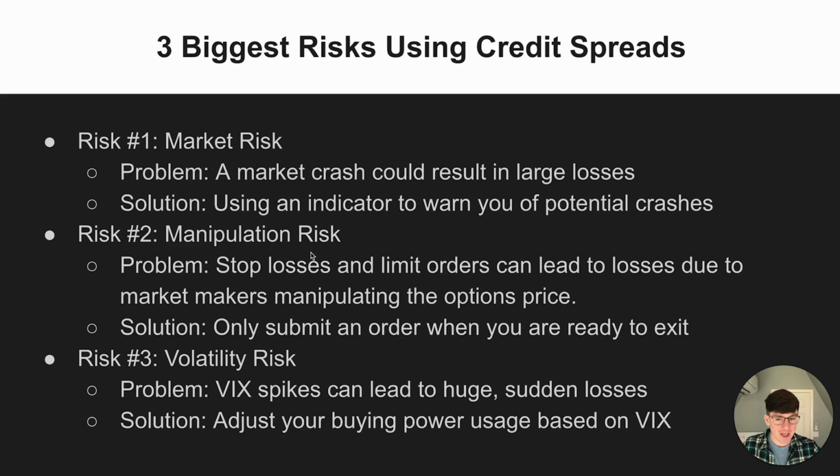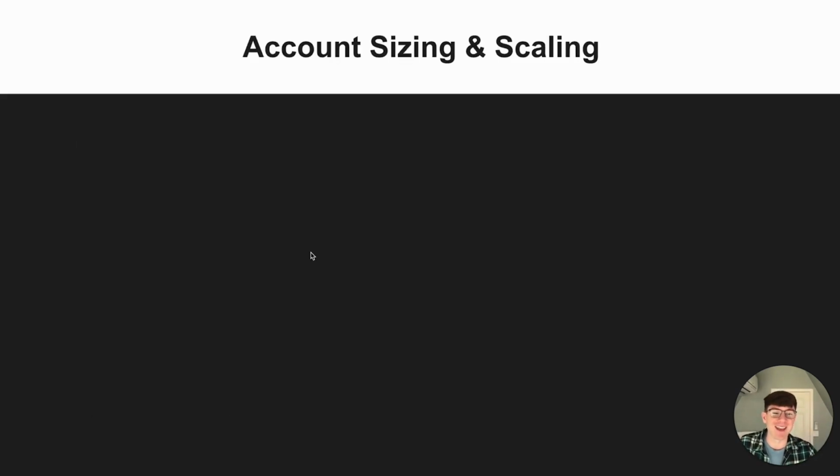Now, the solution is to adjust your buying power based on VIX. So if VIX is at higher risk, we can do the same trade, but less of them. Or if VIX is at a high risk point, we can do the same amount of trades, but make our width smaller so that our risk on the trade is lower. Those are two. Now, how do we size our account and scale based on where we're at?